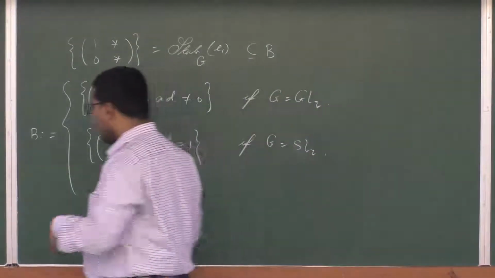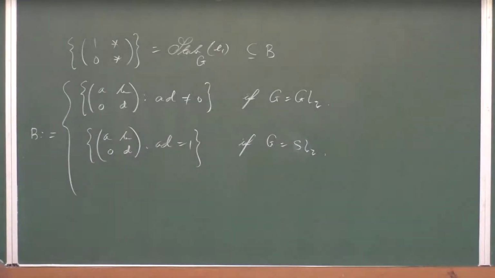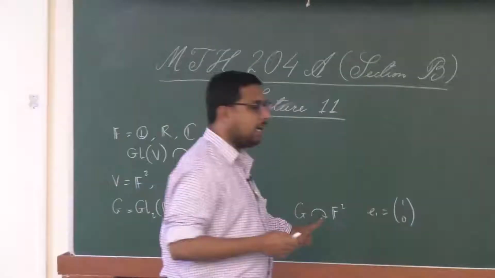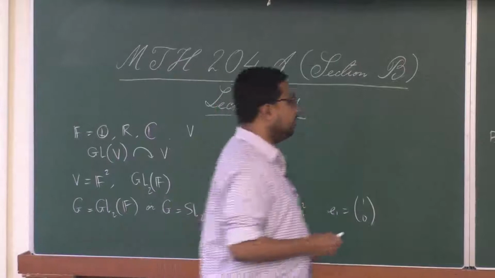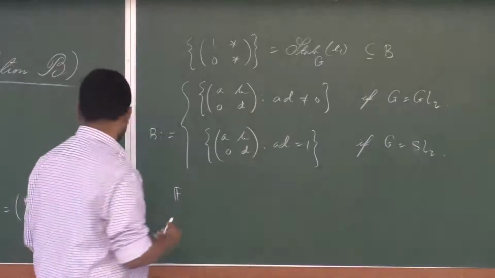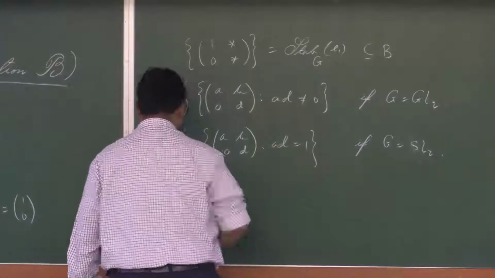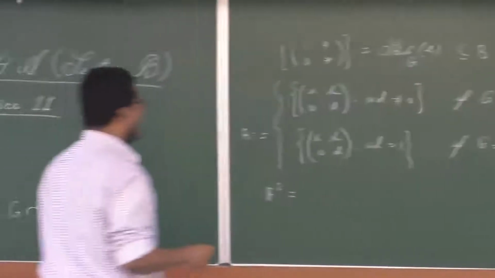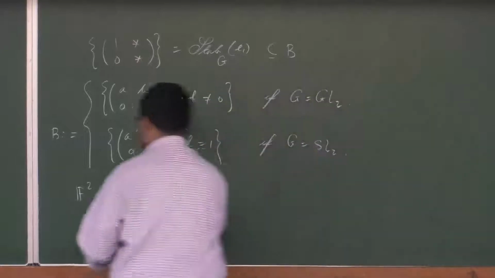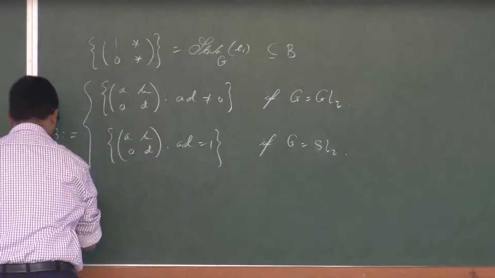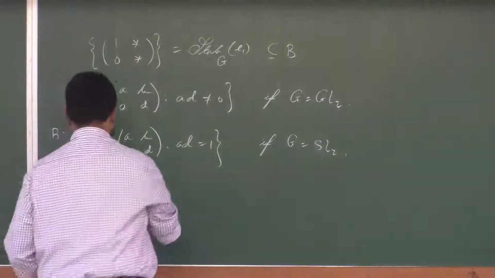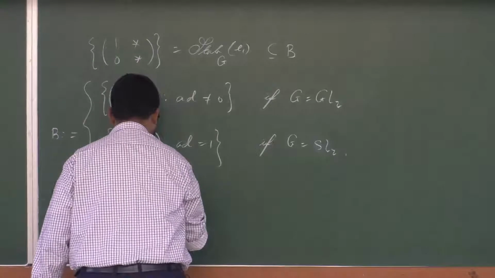Okay. Now let's look at the orbit of e_1. Since the action of G on F^2 is transitive, the orbit of e_1 is the entire F^2. Now let's observe the following. Let b be in capital B. So we look at b e_1.